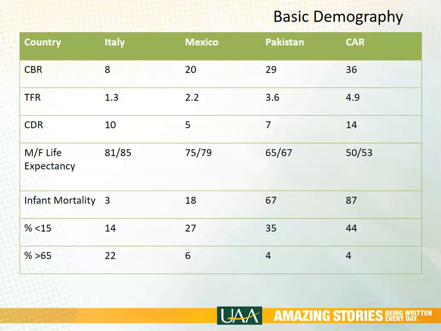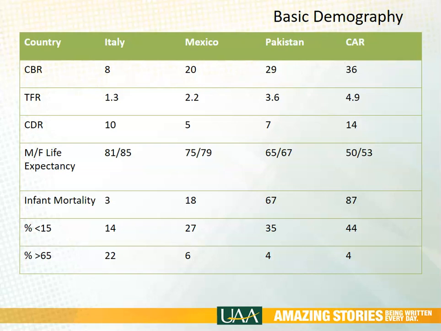Here's a chart that shows 4 countries from around the world: Italy, Mexico, Pakistan, and the Central African Republic. And it shows things like crude birth rate, total fertility rate, crude death rate, etc. for each of these countries. One of the really important things to note, I think, is in the Central African Republic, we see a very low life expectancy. But again, compare that to the infant mortality rate, which is quite high. That helps to bring down that life expectancy.